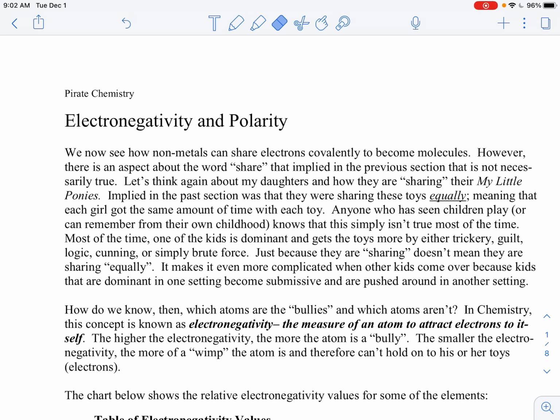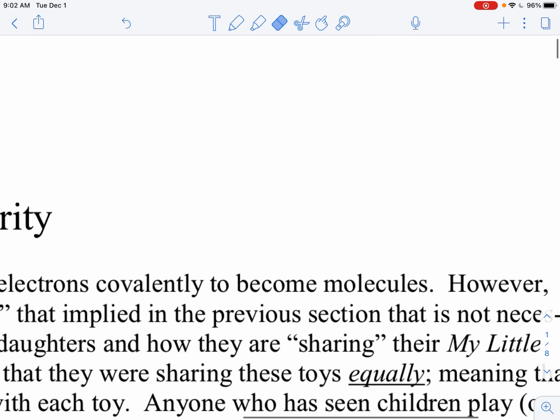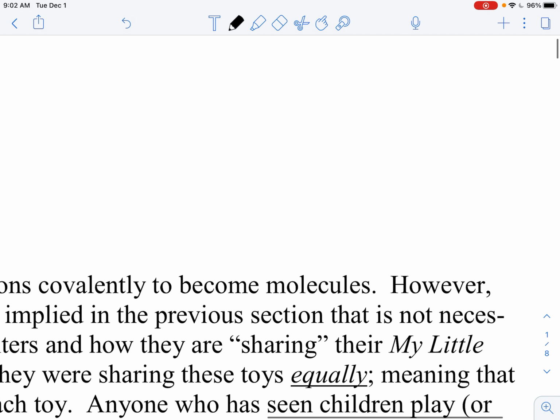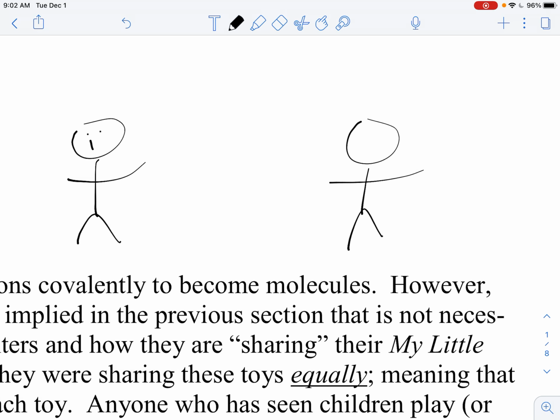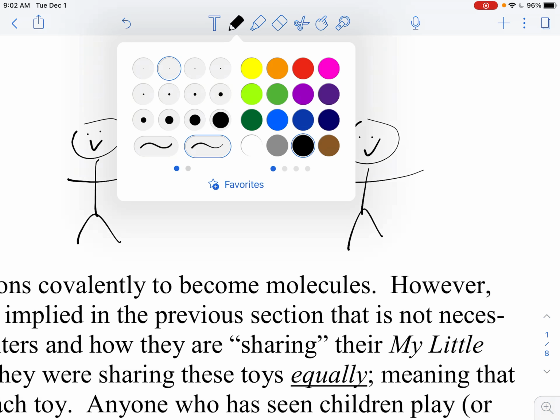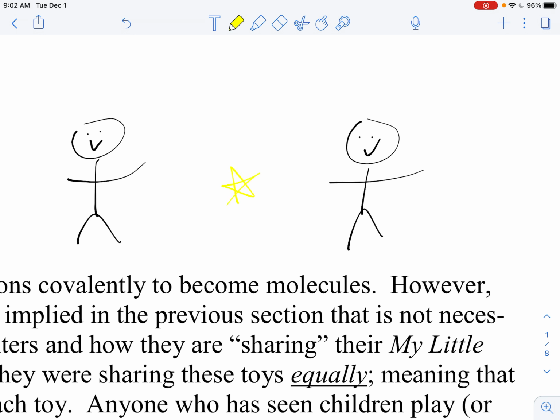So basically what we're doing here is we are looking at the sharing of electrons. Now, like the text says, sharing implies something about it. So here's person 1. And here's person 2, right? And let's say that they are sharing some manner of object. It doesn't even matter what it is, right? So there's a Mario star, whatever. I suppose it's got to be yellow if it's going to be a Mario star. They're going to share that, whatever.